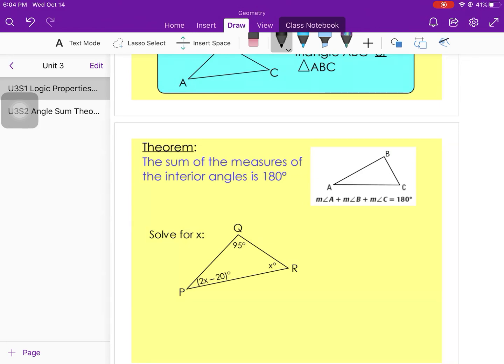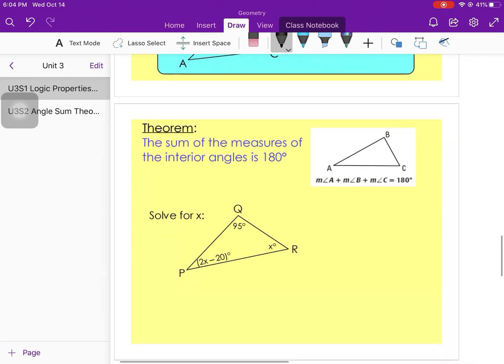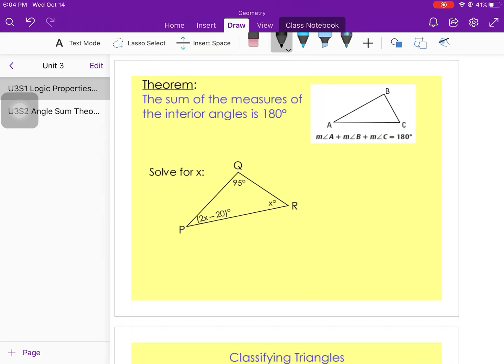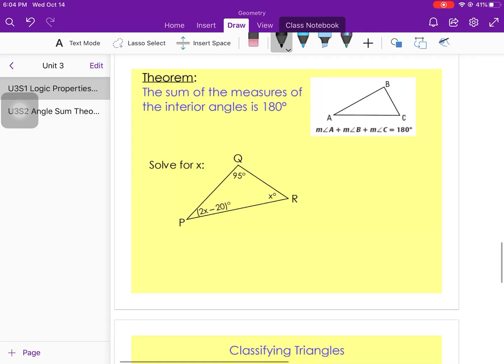Continuing on here. So the sum of the measures of the interior angles is 180 degrees. That's an important theorem for any triangle. Okay, so we always assume that regardless of the form of the triangle, whatever type it is, it's always going to add to 180 degrees for the interior angles. So these three here have to add up.